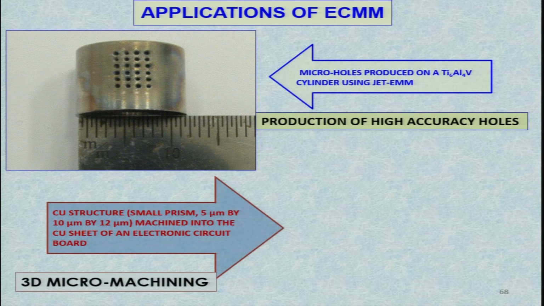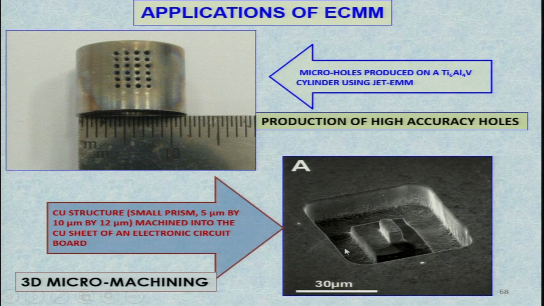Now, copper structure, you can see this kind of structure being machined over here with the help of electrochemical micromachining. A similar kind of structure we saw when we used the abrasive jet micromachining process for that particular purpose, and copper structure machined into the copper sheet of an electronic circuit board. Now, you can see this particular type of cavity produced, and this is the scale of 30 micrometer.